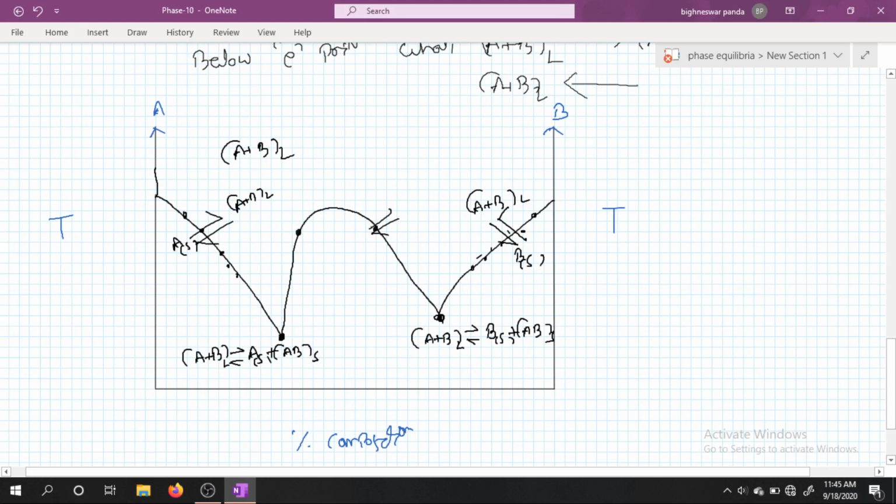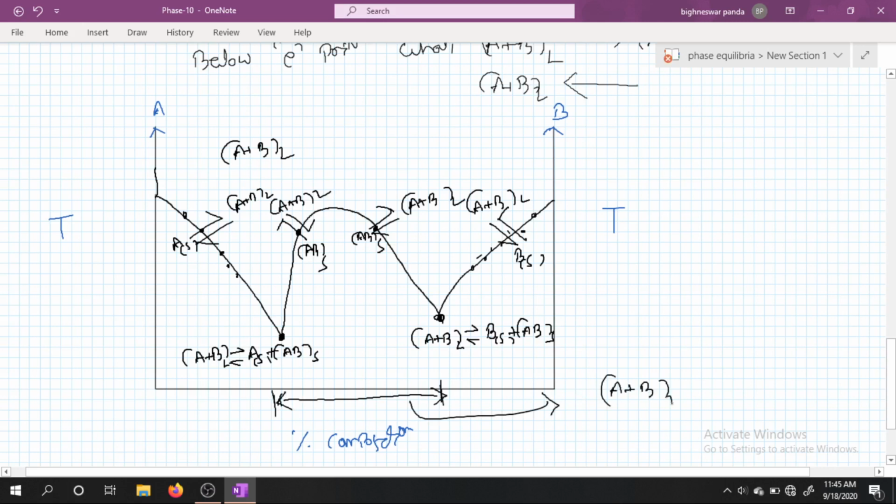This point also represents A plus B liquid and B solid. Here also A plus B liquid is in equilibrium with AB solid. So in this composition area, I can say A plus B liquid is converted into B solid, plus B liquid is converted into AB.